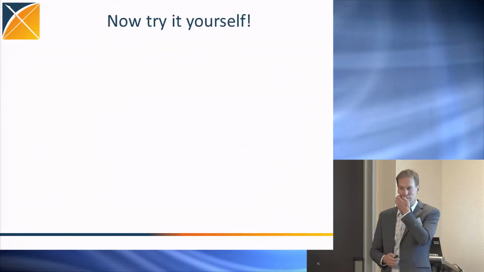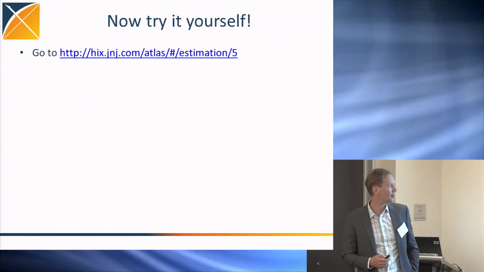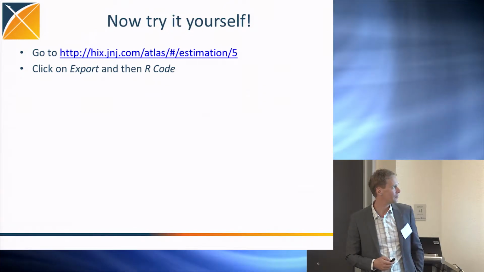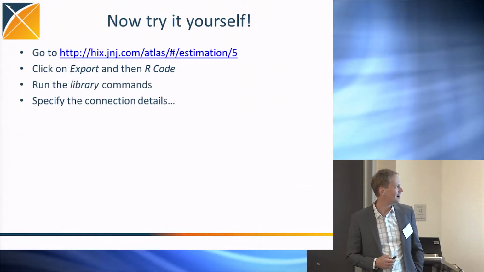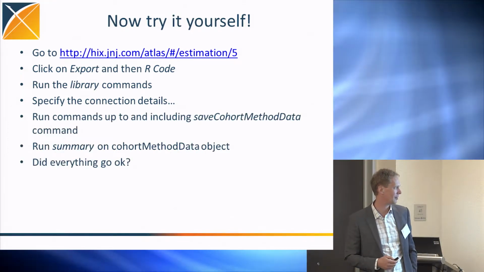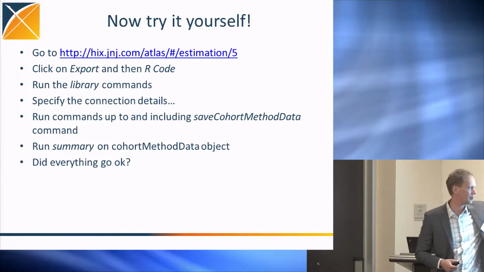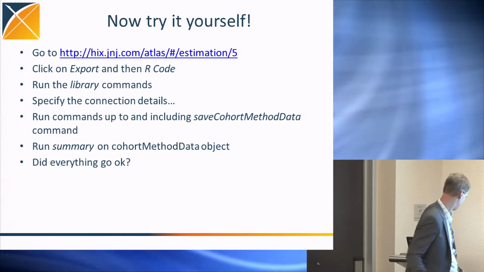All right, so let's try this. Everybody can start running the code. Don't look at this, this is old. Sorry about that. Ignore all that. Just run the code that I just sent you, all the way to where you get the summary on the cohort metadata object.